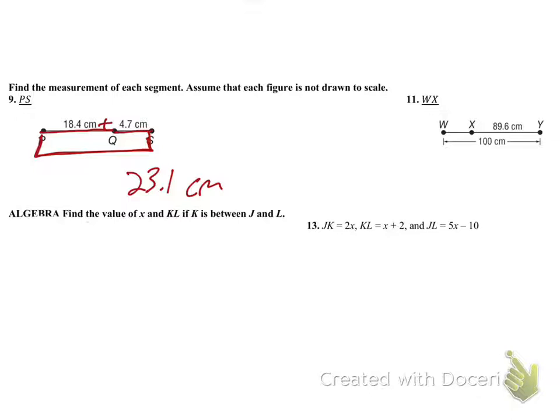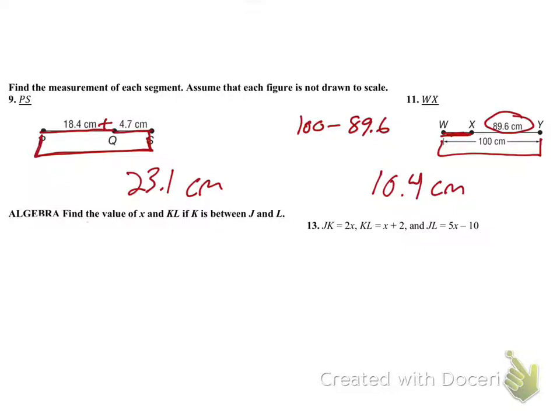For 11, we're looking for this little portion right here. And what you could do if you really wanted to is label this X, but the easier way to do it would just be that we're looking for this portion right here. So why don't we take the whole thing and then minus the 89.6. So I'm going to do 100 minus 89.6. And that'll be 10.4 centimeters.